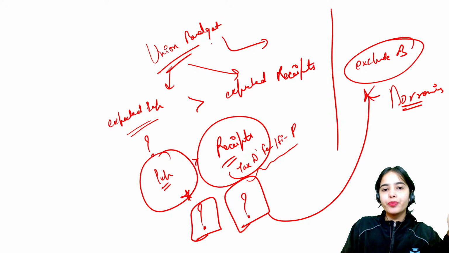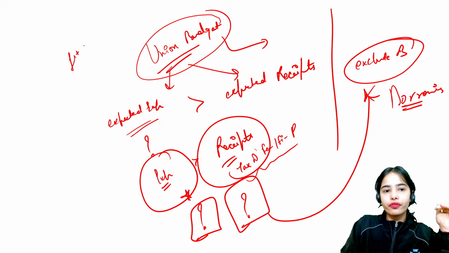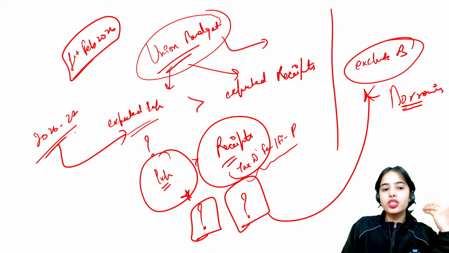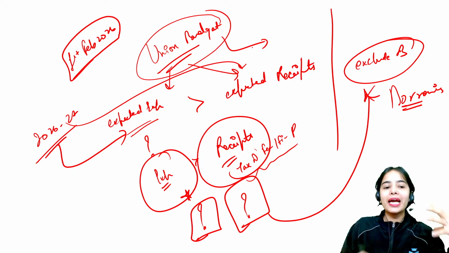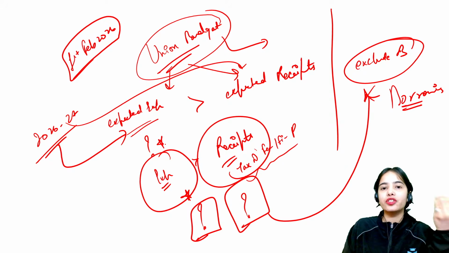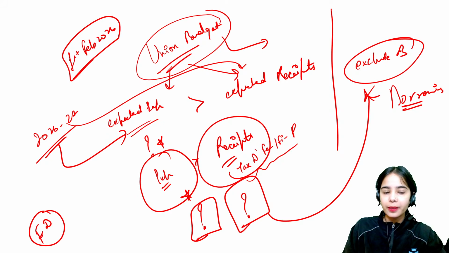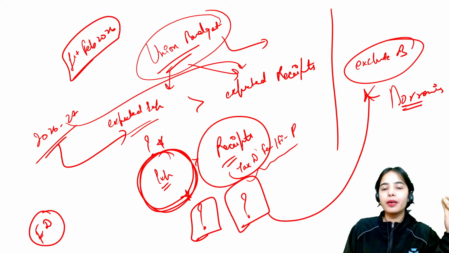So already through the union budget that was released on 1st Feb 2026, it was informed that for the 2026-27 financial year, what is the expected expenditure, what is the expected receipts of the government, and the government notified that this is going to be the extra expenditure that the government will be doing. This is going to be the expected fiscal deficit. The fiscal deficit shows the extra expenditure of the government in comparison to the receipts.